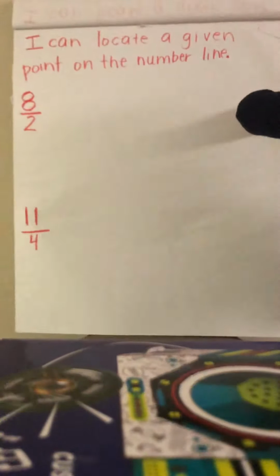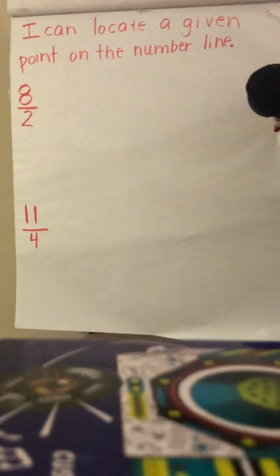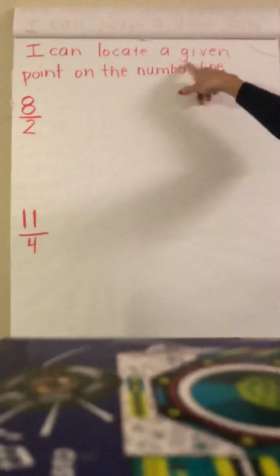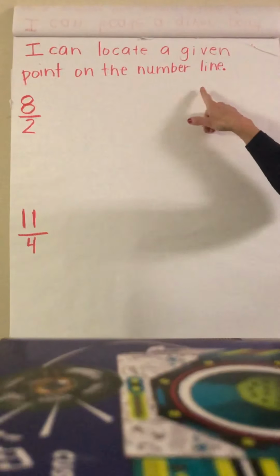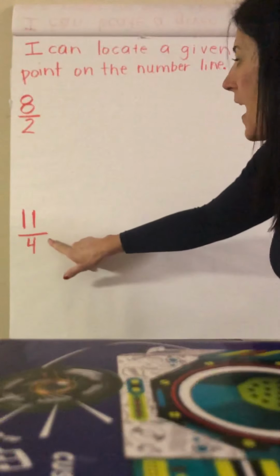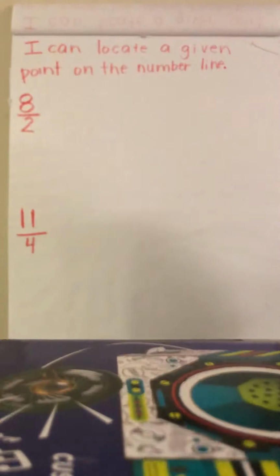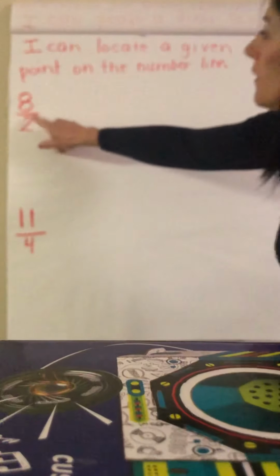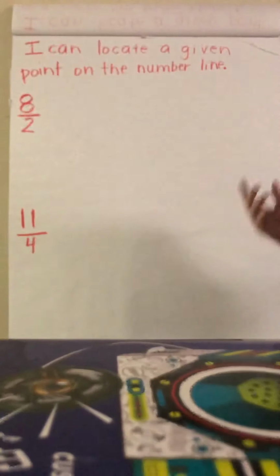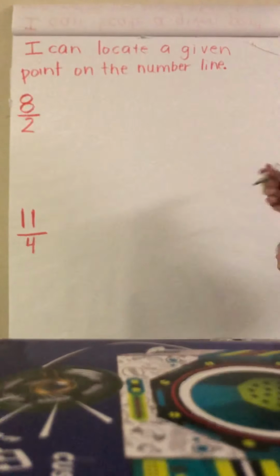So today we are going to still kind of work with the same thing. We are still trying to get good at locating fractions on the number line, just a given point. So today we're going to look at the fractions 8/2 and 11/4. And again, I want you to think about the relationship you're seeing between this denominator when it gets placed on the number line and the whole number. So let's take a look.